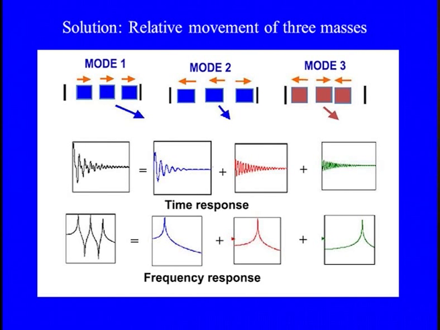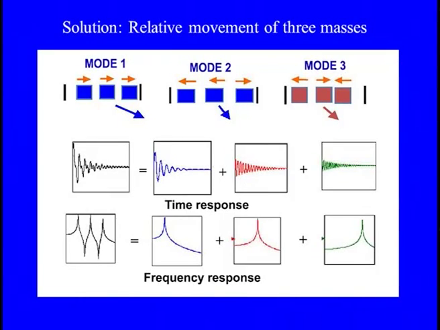We know that it is a 3 degree of freedom system, and with this system there are 3 natural frequencies and corresponding mode shapes. We can capture the responses, the frequency response or the time response, from these 3 masses, and the time response is nothing but the combination of all the acceleration variation with time, or the displacement variation.